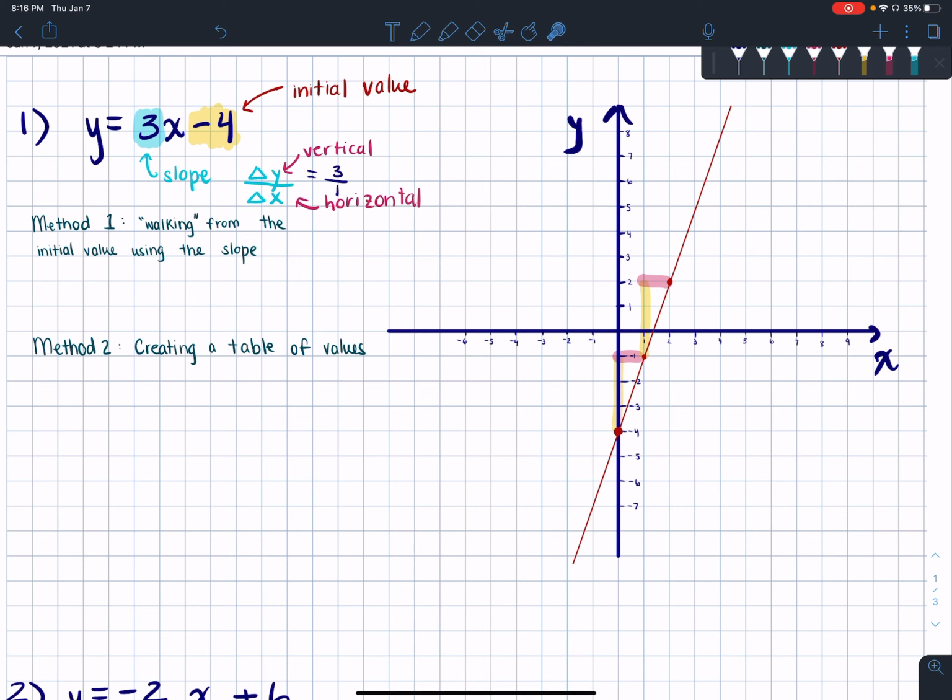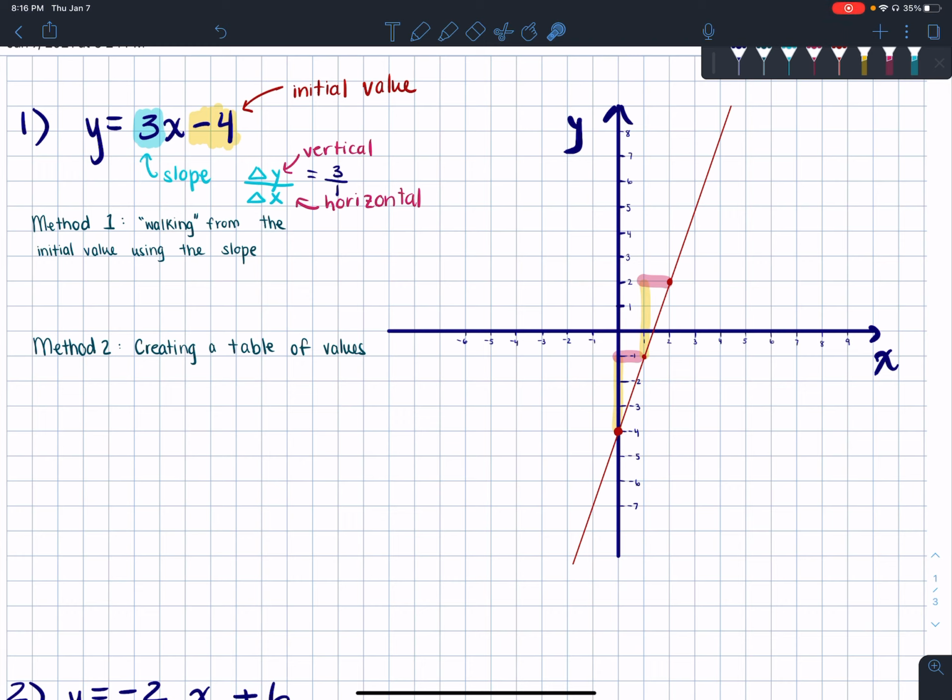So walking using the slope from the initial value. I think that is probably the easiest method, but it does only apply to linear functions. The next method is creating a table of values, and this is a method that applies to any function.